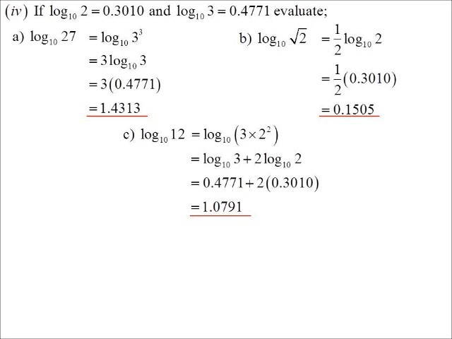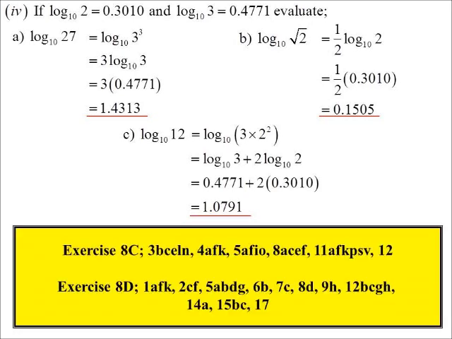Now, if you want to check, of course, remember we're saying 10 to the power of what is 27. So if we go 10 to the power of 1.4313, it won't be exactly 27 because it's an approximation, but it should be pretty close. Same with the next one. I could have gone 10 to the power of 0.1505. I should get close to the square root of 2. And now last one there, 10 to the power of 1.0791 should be pretty close to 12. Alrighty. So B, C and D is playing with the log laws.